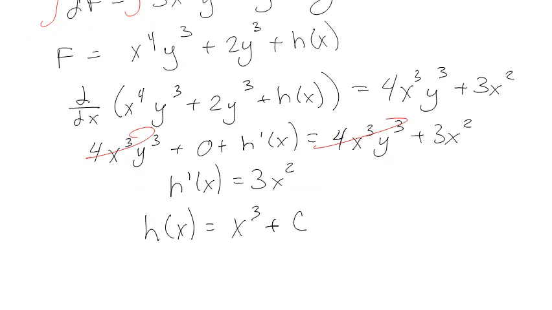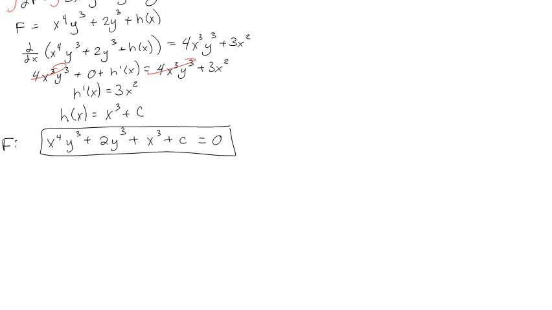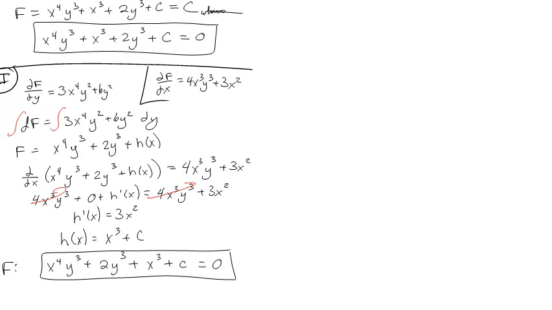Again, combining that with my initial guess for f, that means that my solution is x to the 4th y cubed plus 2y cubed plus x cubed plus c equals 0. And I'll bet you anything, if I zoom out, you're going to see that that's the same answer I got last time. It's just in a different order. So it didn't matter which strategy I used, just sometimes it's more obvious that you're going to go one way instead of the other.